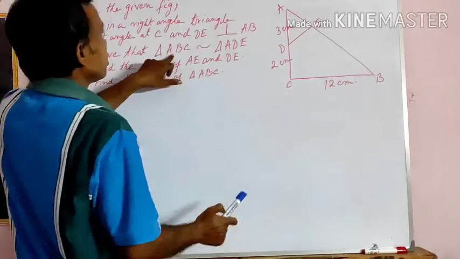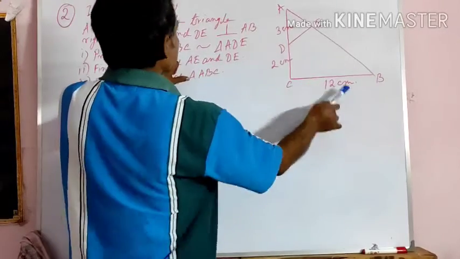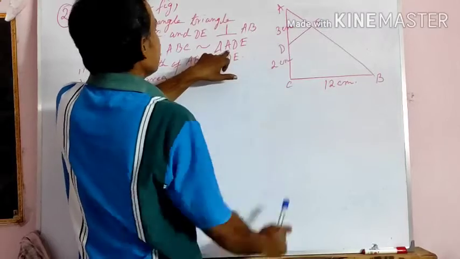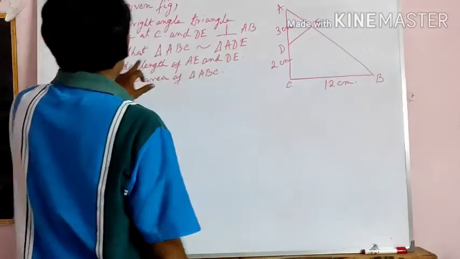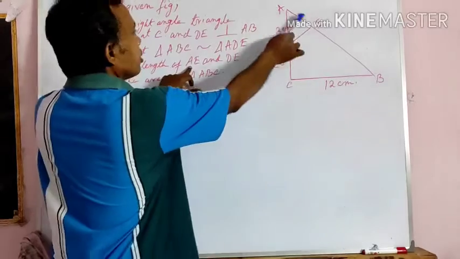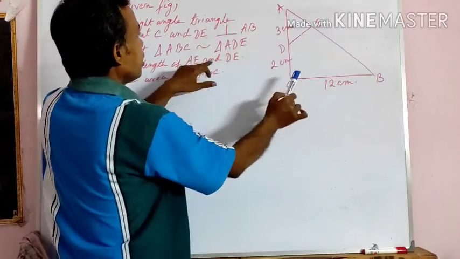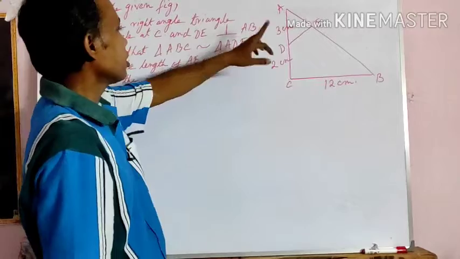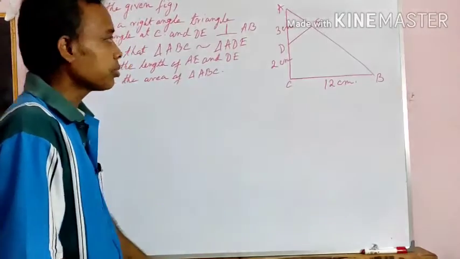Prove that triangle ABC and triangle ADE are similar. And question number 2, find the length of AE. What is the length of AE and what is the length of DE? Question 3, find the area of triangle ABC. This is question number 4.